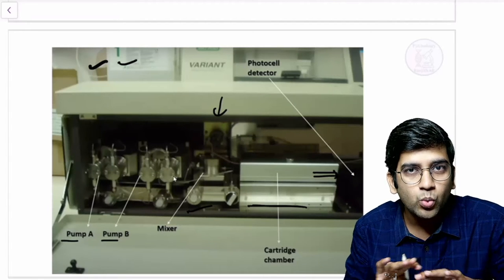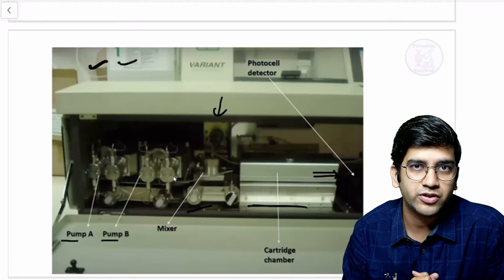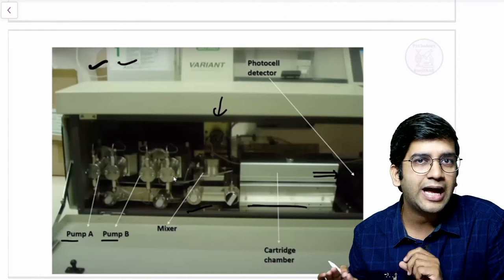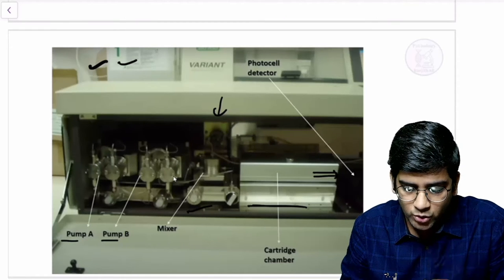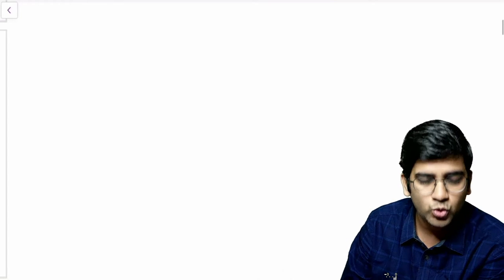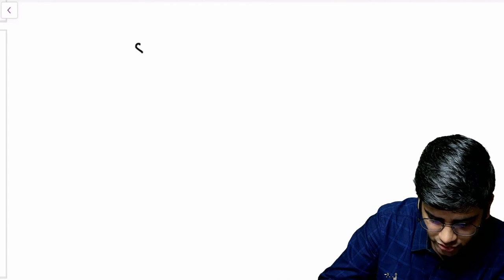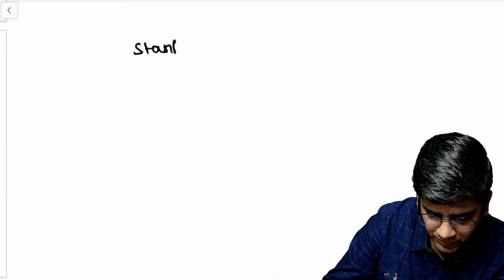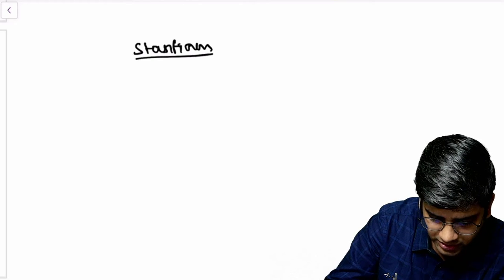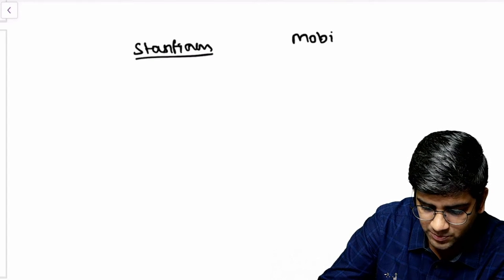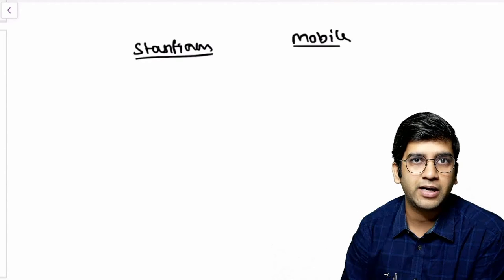Let me tell you how the principle of HPLC works, a simple principle, and then we'll have a quick look at the cartridge, right? To understand HPLC, actually I have two major things. First, it's got something called a stationary phase, okay? I have a stationary phase, I have a mobile phase. So in HPLC, there are two guys, a stationary and a mobile phase, right?